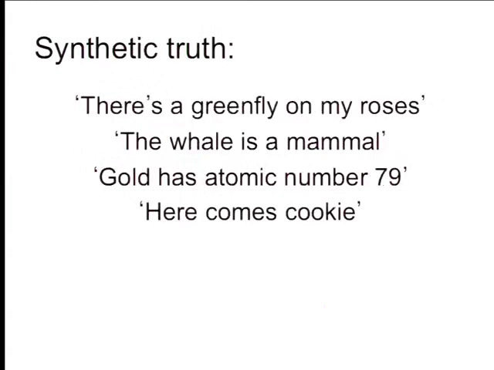Synthetic truth is when you don't know the truth of the whole thing just because you know the meanings of the parts. So if I say, there's a green fly on my roses, then you might know what green fly is and you might know what roses are, but not know that that's true, right? It might be a nasty shock. You didn't know that was true just because you knew the meanings of the words. You had to look. The whale is a mammal. You can know perfectly well what the word whale means and what the word mammal means and think that whales are fish.